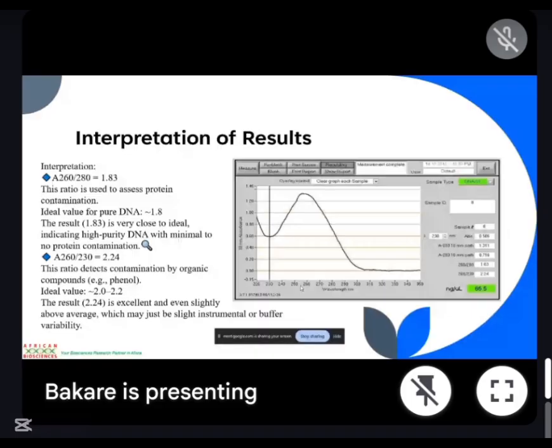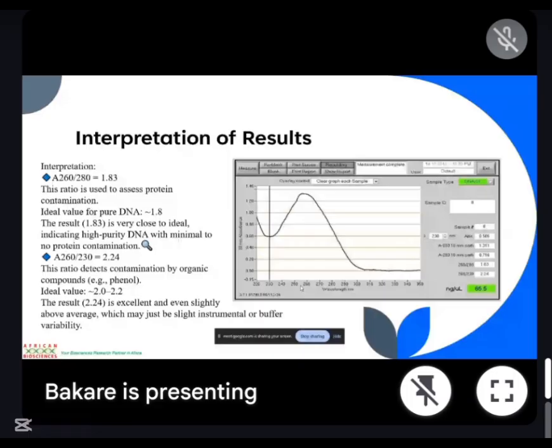So my 260/230 is 2.24, and you know the ideal value is 2.0 to 2.2. So when I have this 2.24, that means there may still be phenol in my sample. This can still pass. It's just 0.04 that's been added to it, so it might just be slight instrumental or buffer variability.